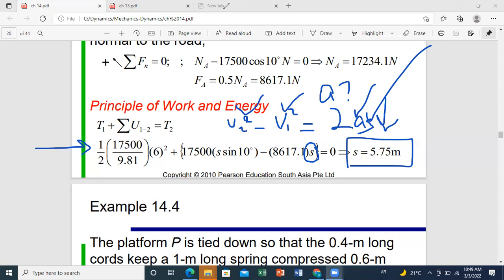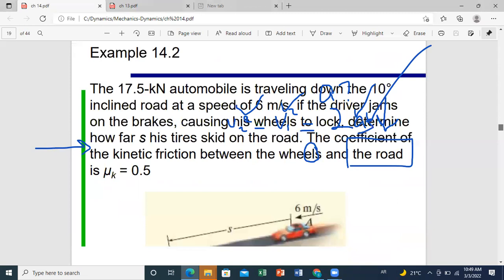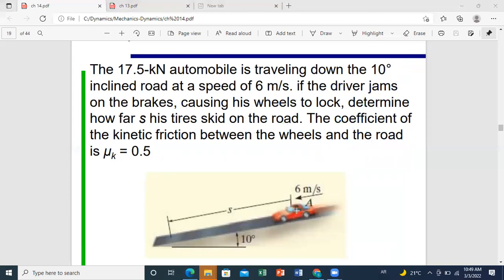Okay. Yes, thank you, Professor. One question. Yes, tell me. For the second method to calculate a, sum of forces, right? Yes. Okay. Sum of forces along which direction? Direction of motion. Okay.